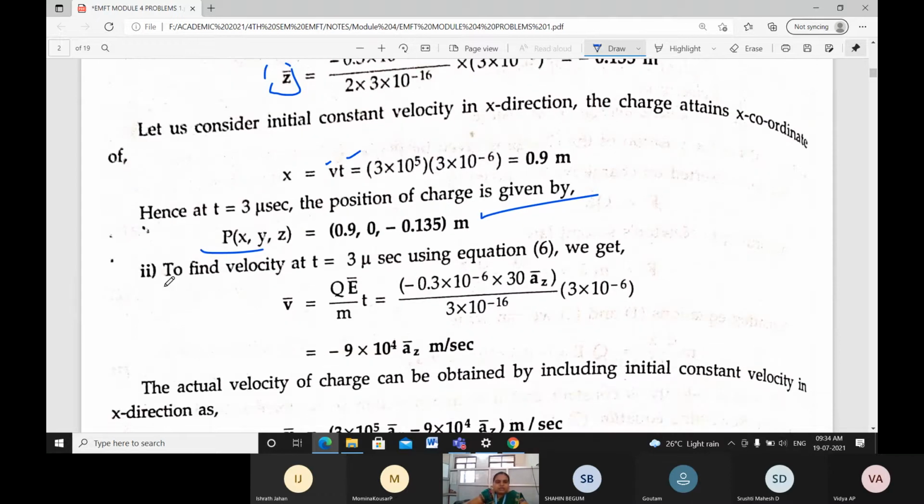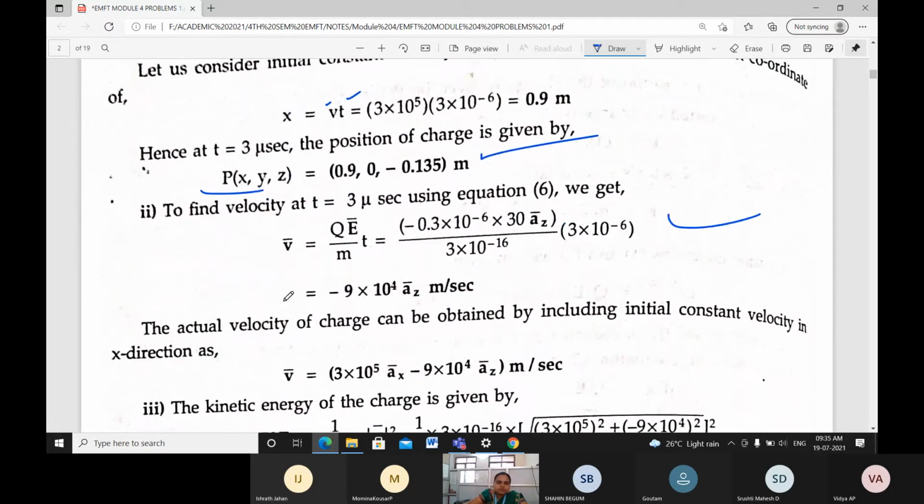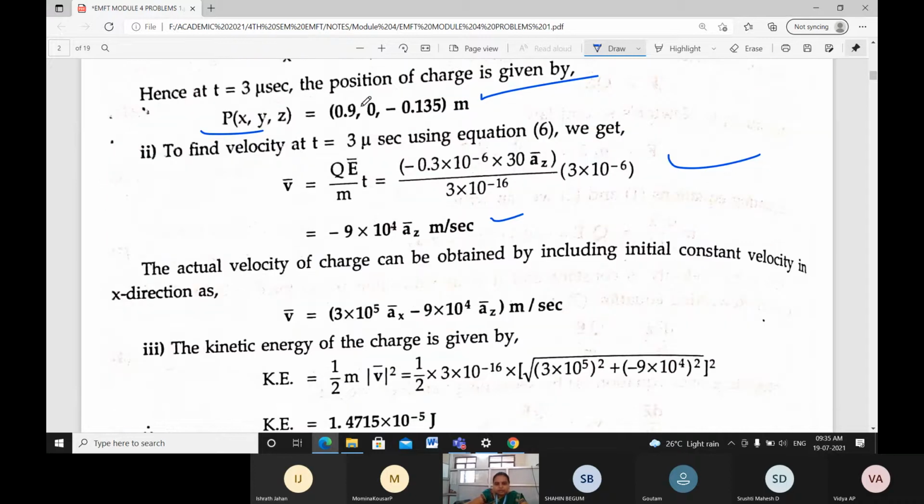This is what we got, the position of the charge, where it is located. Then we have to find out the velocity at time 3 microseconds. For that reason, what we know is the velocity equation is QE divided by M into T. Previously we found the same thing. If you substitute here, you will get V as minus 9 into 10 raised to 4 in the direction of Z meter per second. The velocity we got now at 3 microseconds of delay is different from the actual velocity. Then we want the actual velocity.